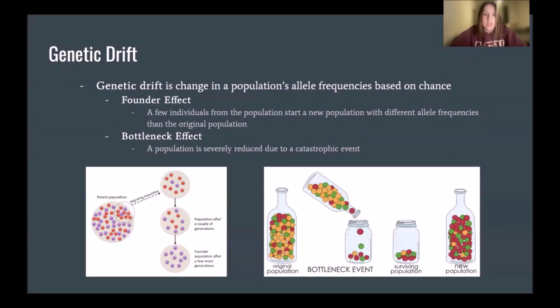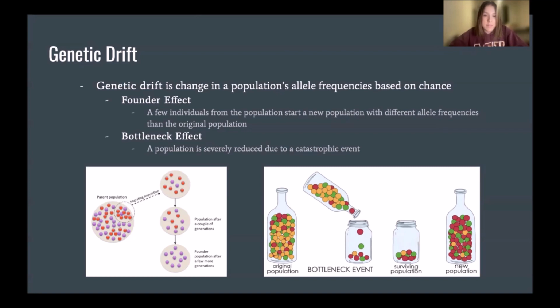Genetic drift. Genetic drift is a change in a population's allele frequencies based on chance. So there are 2 different types, and the first one is founder effect, and this is when a few individuals from the population start a new population with different allele frequencies than the original population. So the bottom left image showcases this. And as you can see, there is a parent population and a small group of those from the parent population move away and they create their own population. And once this grows and develops, the new population has a different allele frequency than the original population.